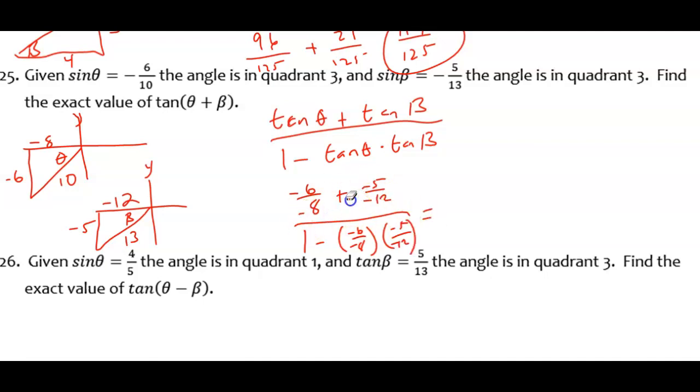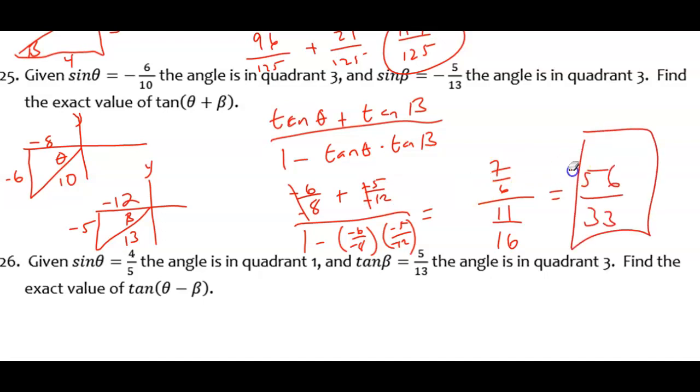So the top right here, I'm going to punch this in my calculator. This is positive 6 over 8, right? The negatives cancel. So 6 over 8 plus 5 twelfths. On my calculator, 6 divided by 8 plus 5 divided by 12, math fraction, no decimals, 7 over 6. Down here, I'm going to punch this whole thing in my calculator too. 1 minus 6 divided by 8 times 5 divided by 12, math fraction, 11 over 16. Now, keep change, flip this right here, or just do it in your calculator. So 7 divided by 6, divided by 11 divided by 16. That's going to give me math fraction 56 over 33. 56 over 33. Okay.